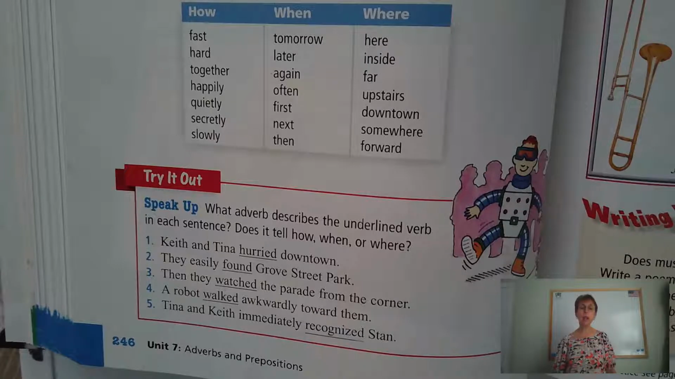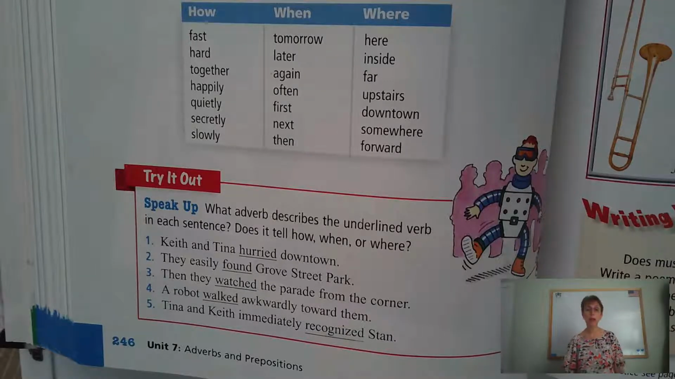And in this case, we find that they hurried downtown. And downtown tells us where. Where did they hurry? They hurried downtown. Number 2, they easily found Grove Street Park. Found is the verb. Do we have an adverb? Does it tell us how they found it, when they found it, where they found it? We see that there's the adverb easily. Easily tells us how they found the park.